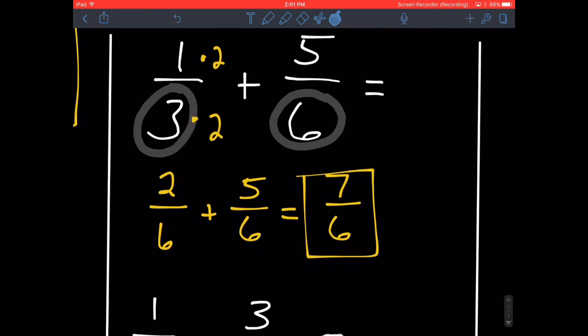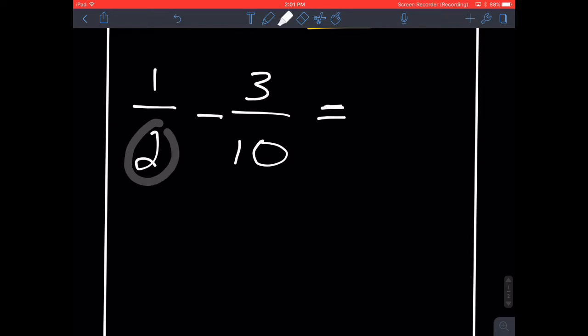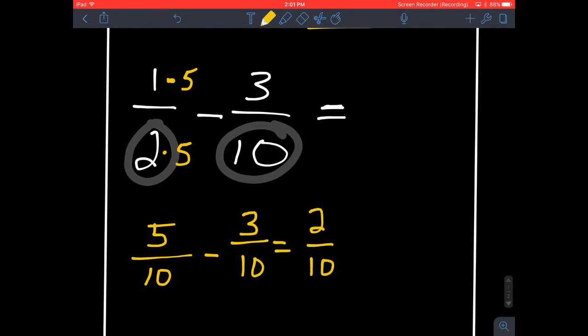Next up, we got 1/2 minus 3/10. This time my denominators are 2 and 10. I know I can turn 2 into 10 by multiplying by 5. So I'm going to multiply 2 times 5 and 1 times 5. And that's going to give me 5/10 minus 3/10. Altogether, that gives me 2/10.